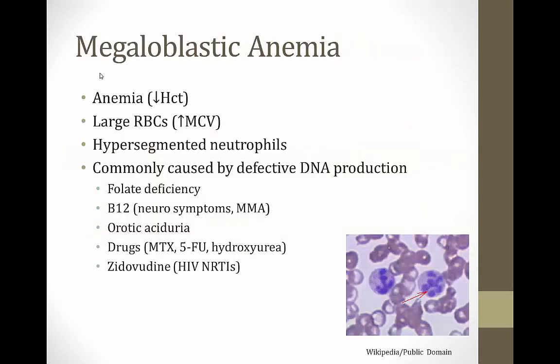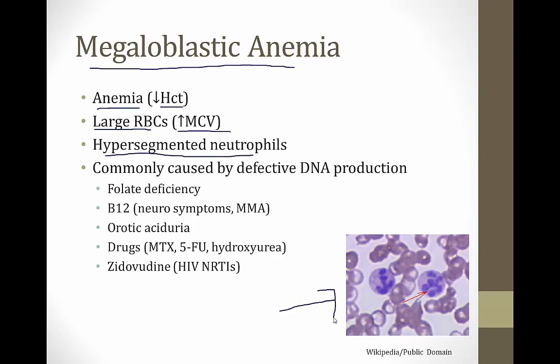I'll finish this module with a few general points about megaloblastic anemias. In megaloblastic anemias, you are anemic, you have a low crit, and you have large red blood cells, which are represented by an increased mean corpuscular volume. Another characteristic finding is hypersegmented neutrophils, and I've shown one on the bottom of the screen here.